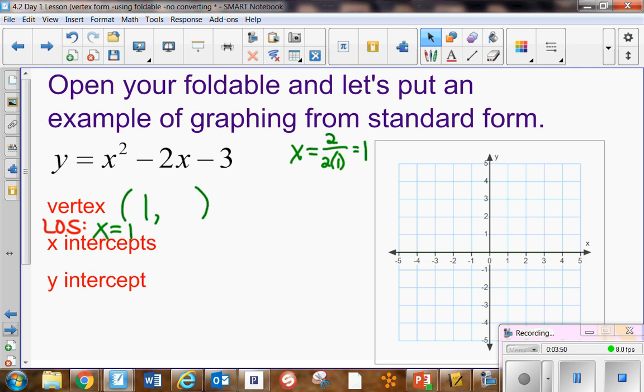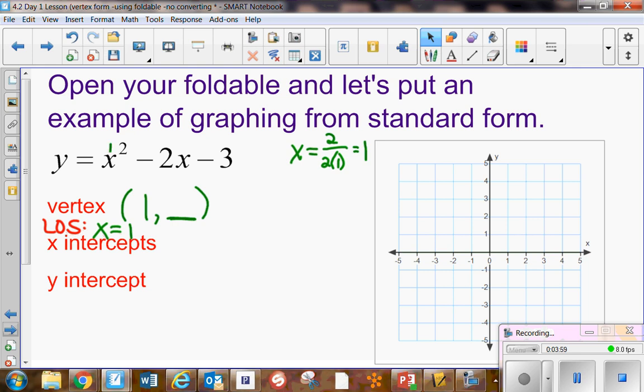Then let's decide how we are going to find the y of my vertex. Plug it in. Plug it in. The original equation, plug the 1 in there, I get 1 minus 2 would be negative 1, minus 3, negative 4? Yes. Okay. My vertex is (1, negative 4).